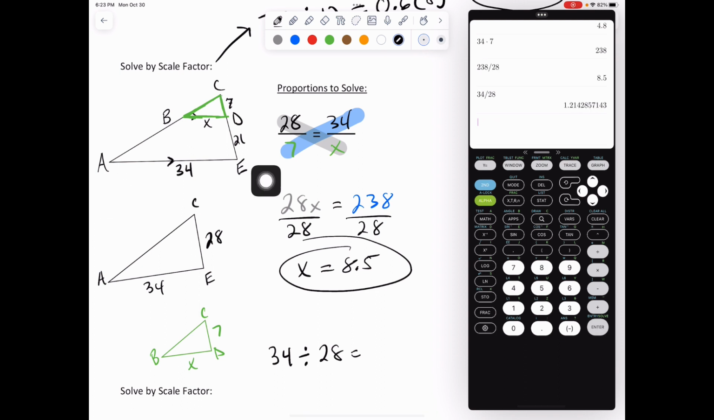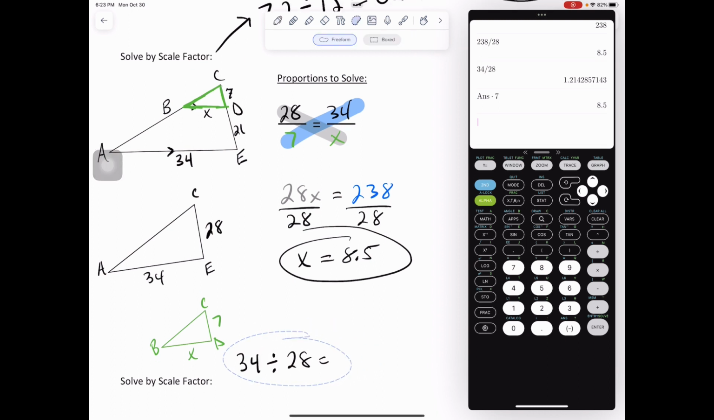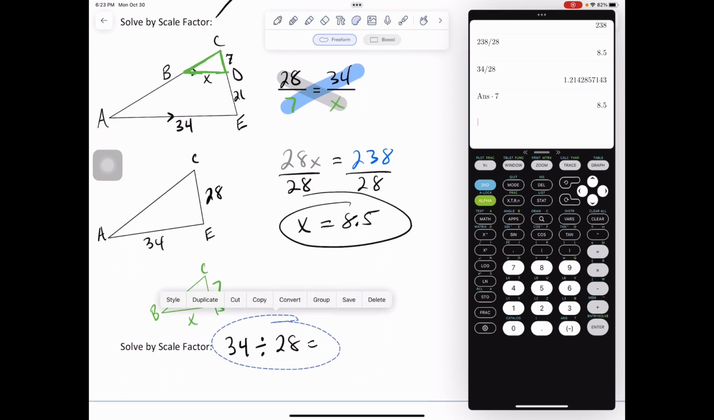Oh, see what I mean? Here we go. 1.214. All you have to do in your calculator is multiply it by the 7. It'll give you your X. So it's times 7. And what do we get? 8.5. Okay, so I actually will write that out. I won't be lazy for you.